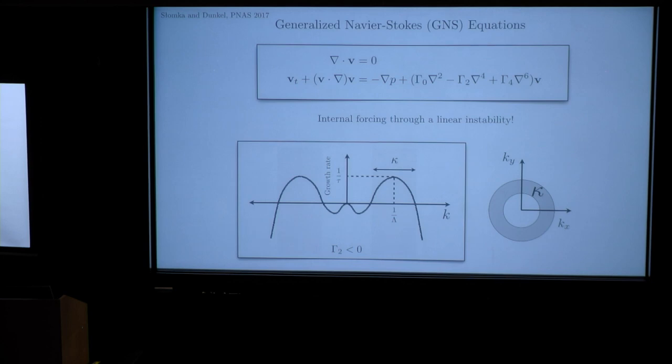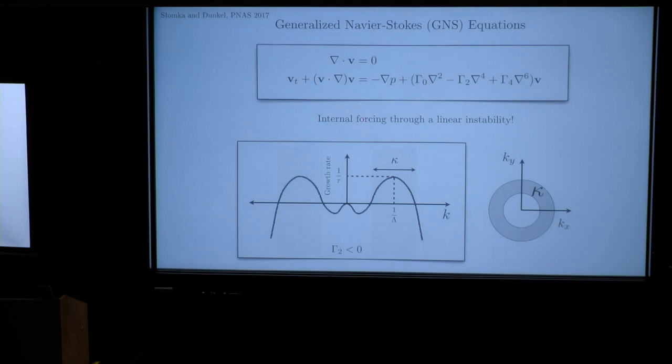This is a minimal model that basically talks about an incompressible velocity field. And you have a Navier-Stokes-like momentum equation with some higher order terms that are here. These gammas are essentially phenomenological parameters that you put into the system to create an internal forcing through a linear instability. That's essentially the basic idea.